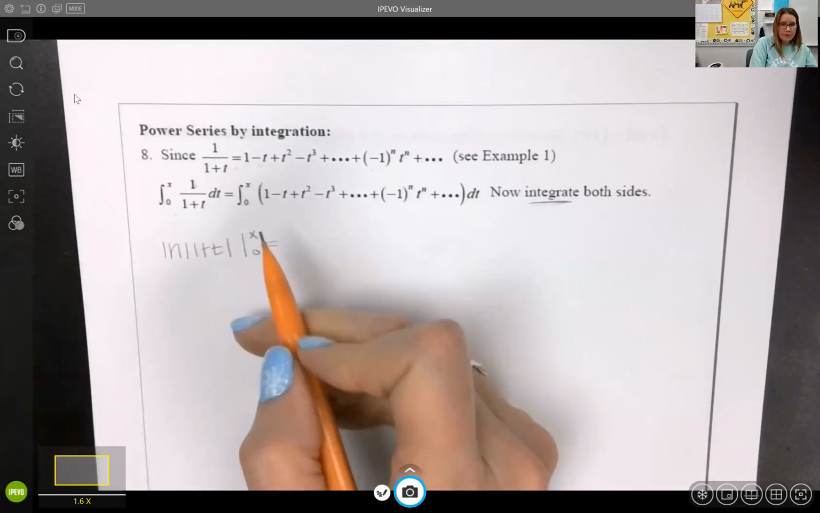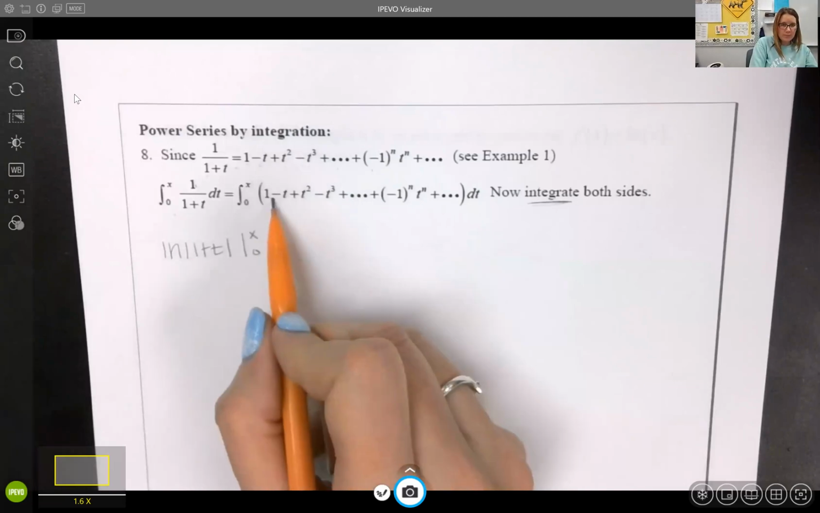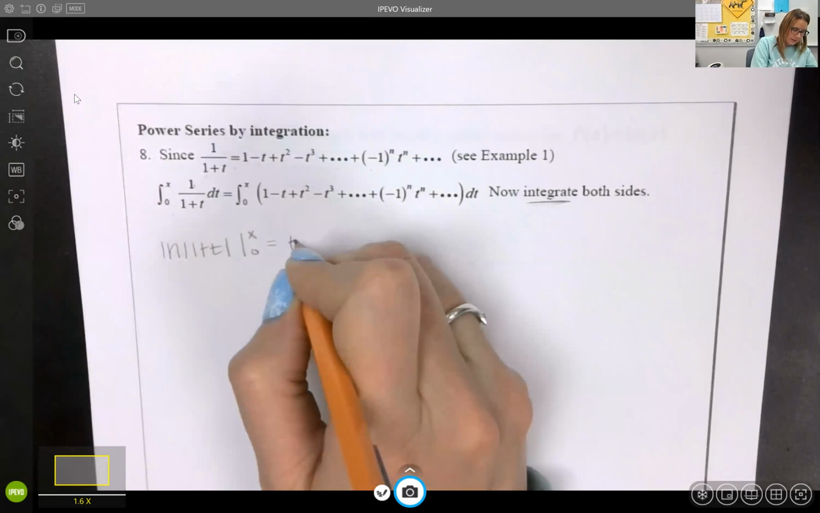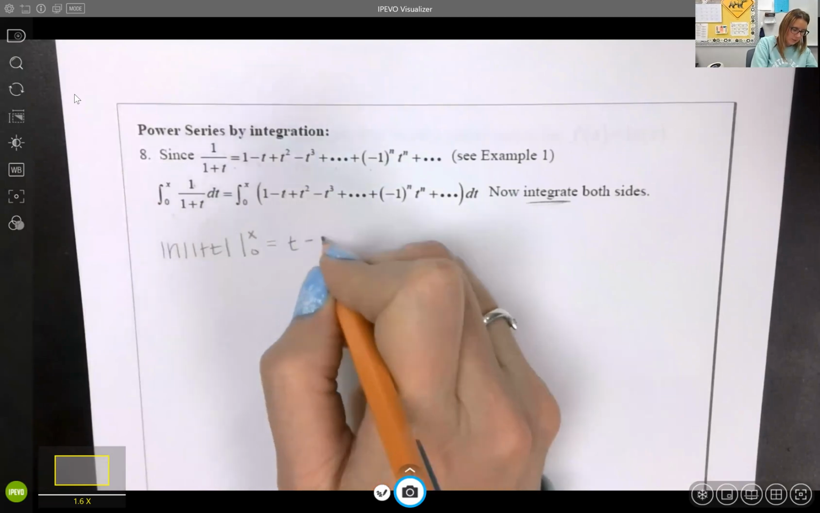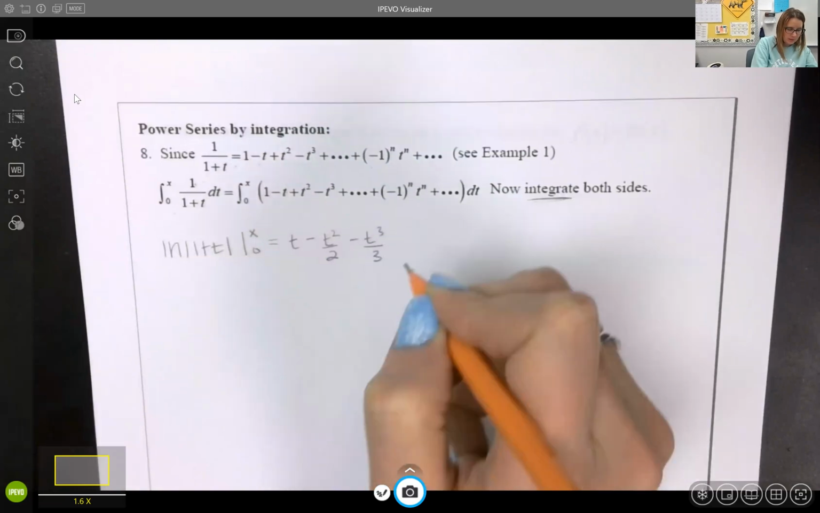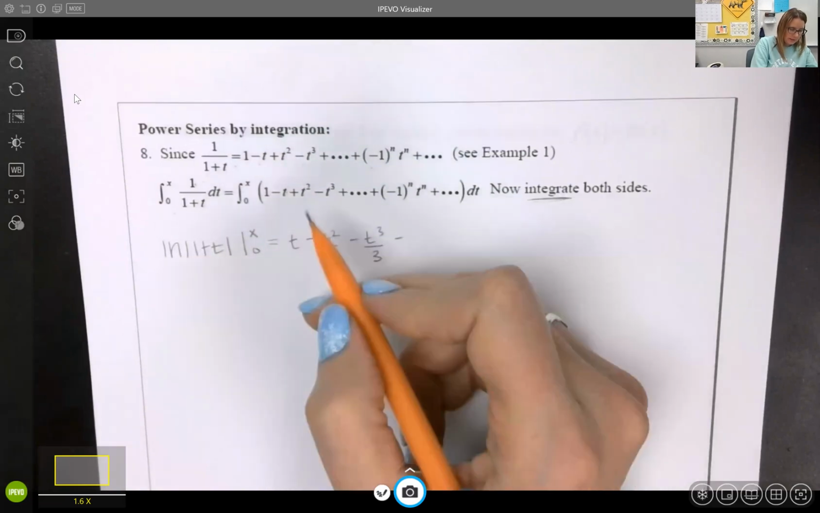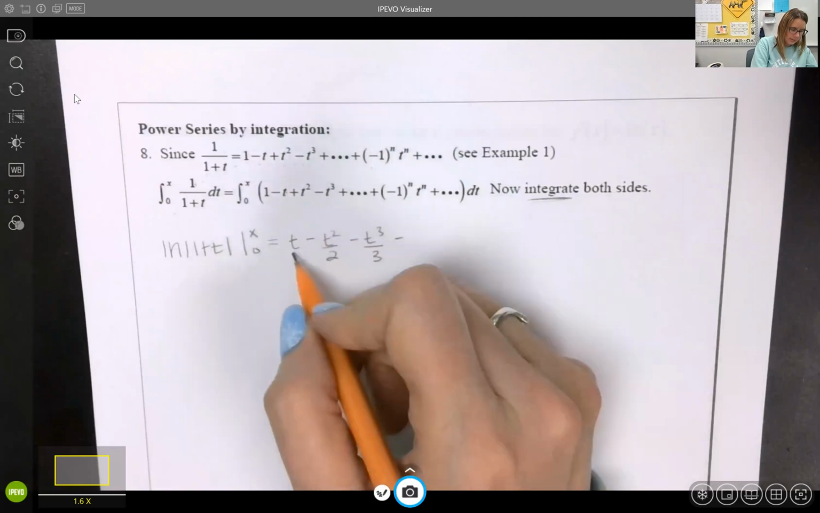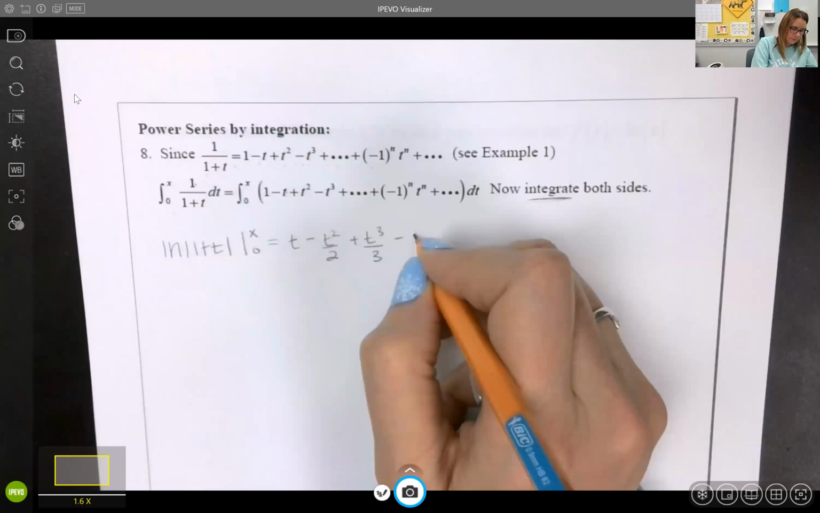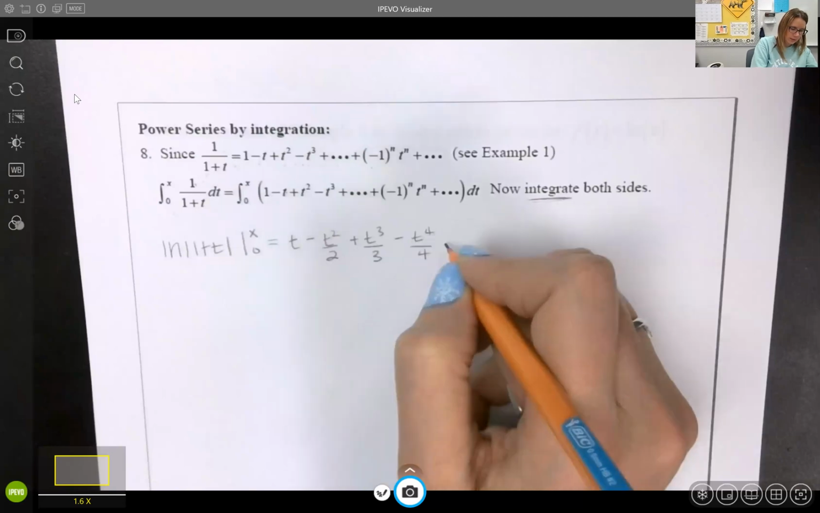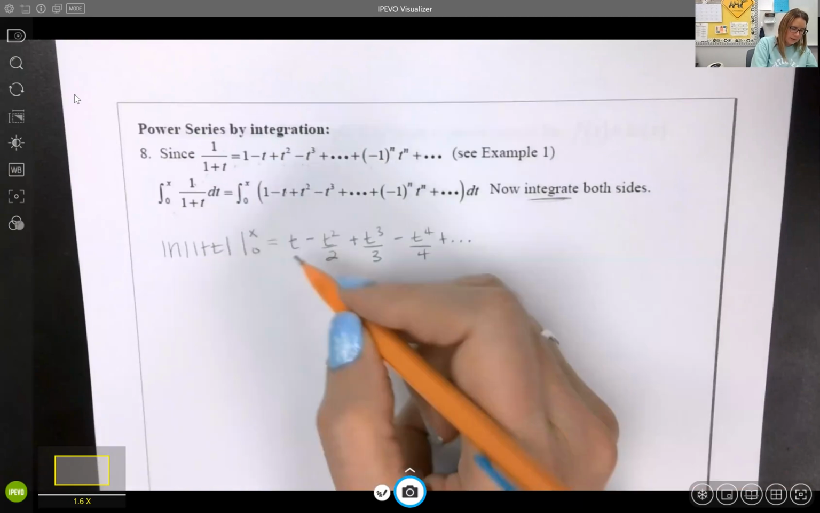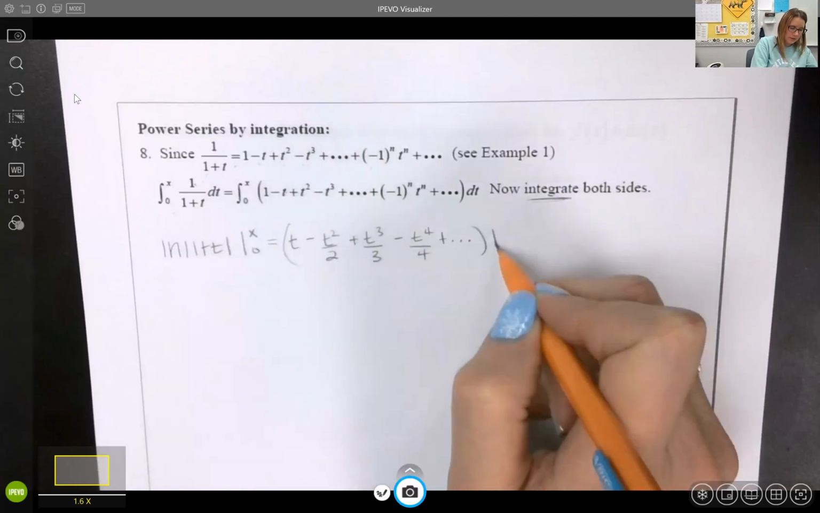And then the integral of these, I just do one term at a time. So the integral of 1 is t, and then the integral of t is t squared over 2, t cubed over 3. And this one is positive, negative, positive, and then negative. I could keep going. So this is going to keep going, and it's evaluated from 0 to x.